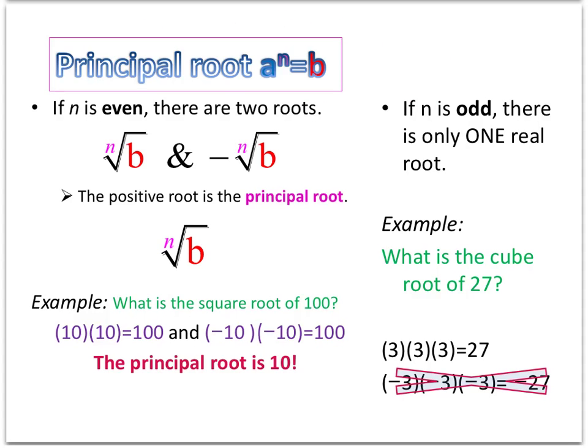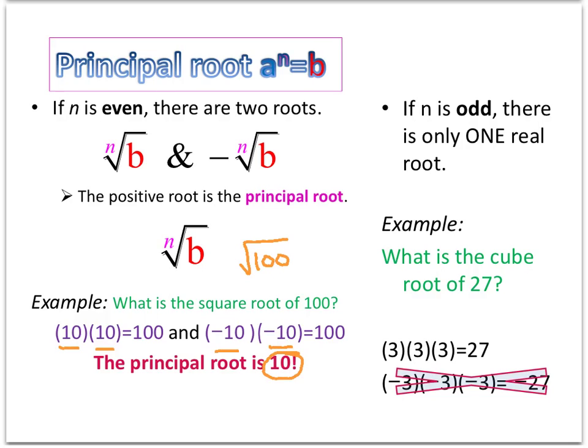When defining what a principal root is, we have to break it into 2 cases, when our index is even and when our index is odd. Now, when we have an even index, we can actually have a positive or negative root. Now, the positive root is called the principal root. So for example, let's say I want to take the square root of 100. Well, there's actually 2 numbers that can give me the square root of 100, because 10 times 10 gives me 100, and negative 10 times negative 10 gives me 100. But the principal root, which is what we often think of, is just 10.